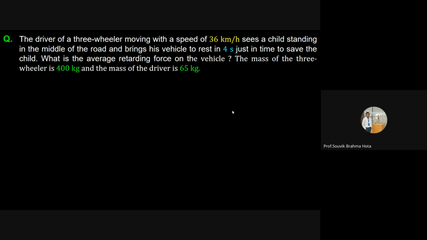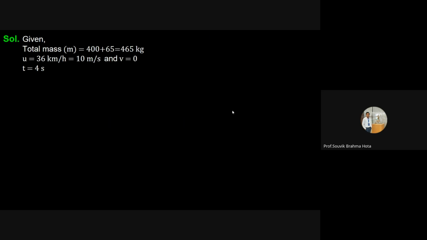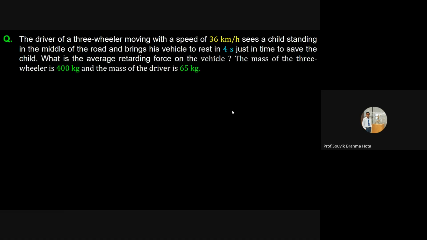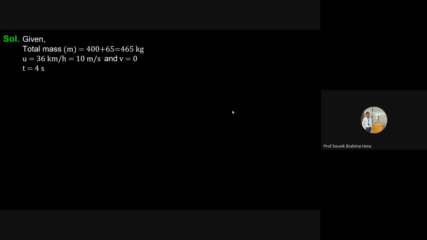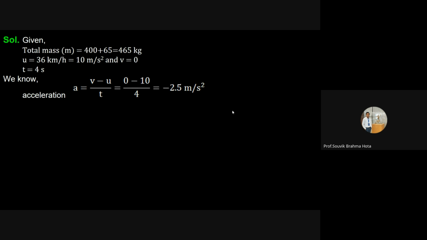So see, 36 km per hour changed into meter per second. And the total mass, because the vehicle mass was 400 kg and the driver mass was 65, so 465 total mass, and 36 km per hour becomes 10 meter per second. When it finally comes to rest, v is 0, t is 4 seconds. So you first have to calculate acceleration, and you will get minus 2.5 meter per second square, because it basically stopped, so it retarded.